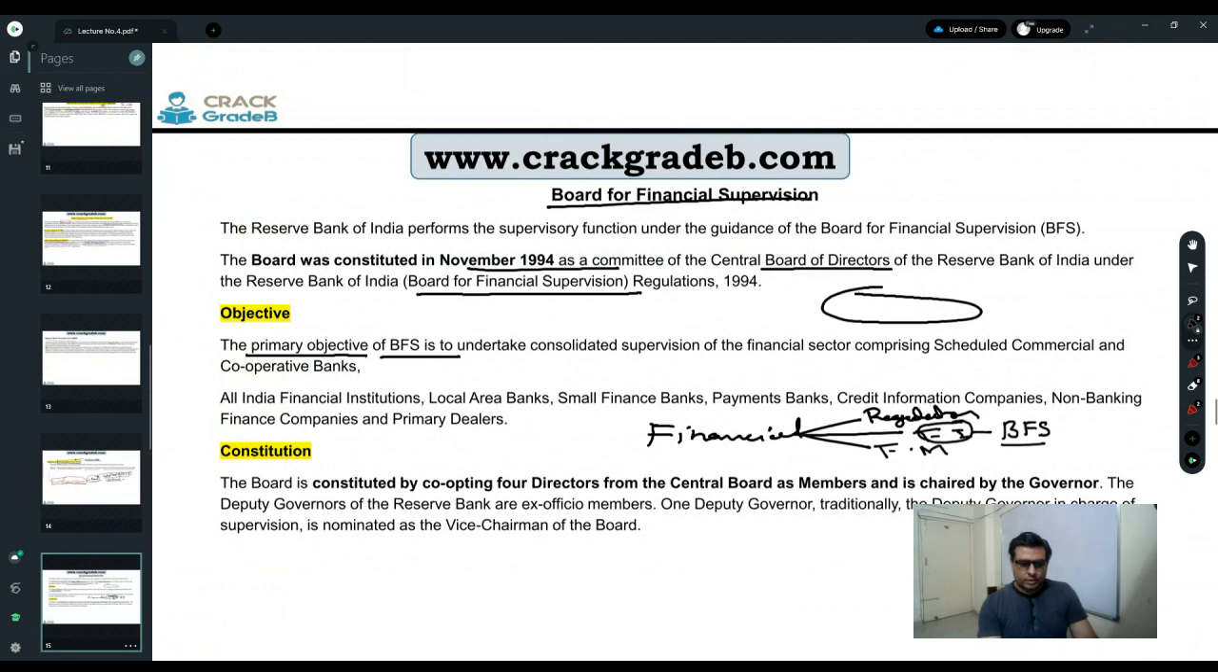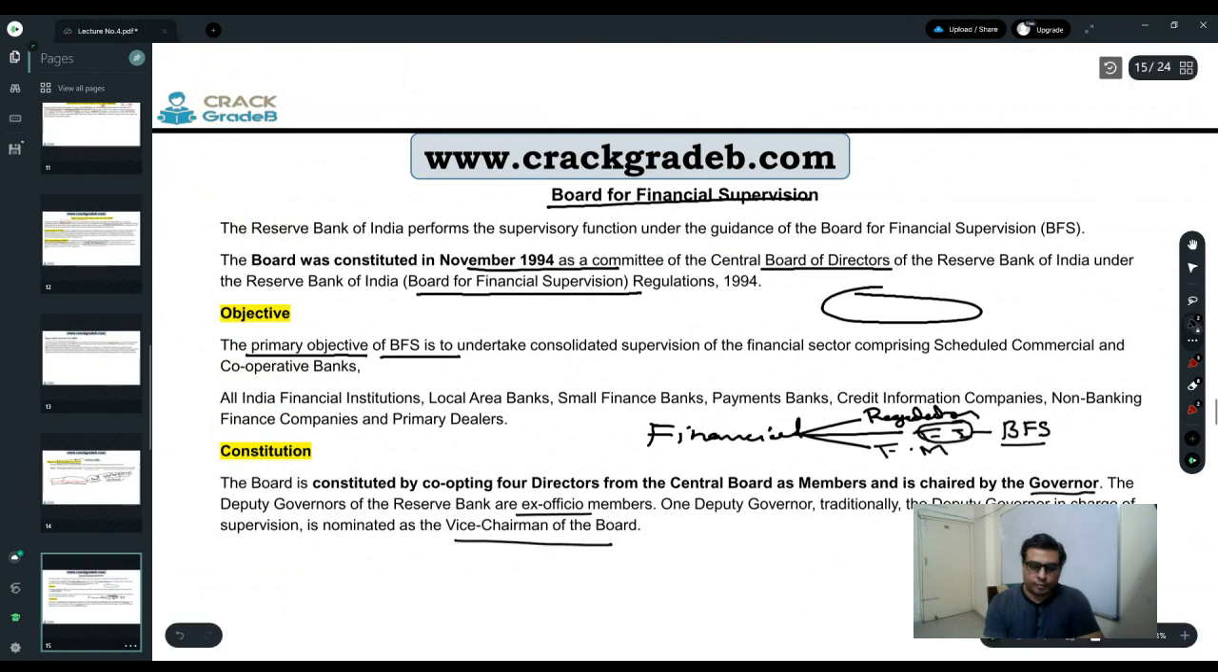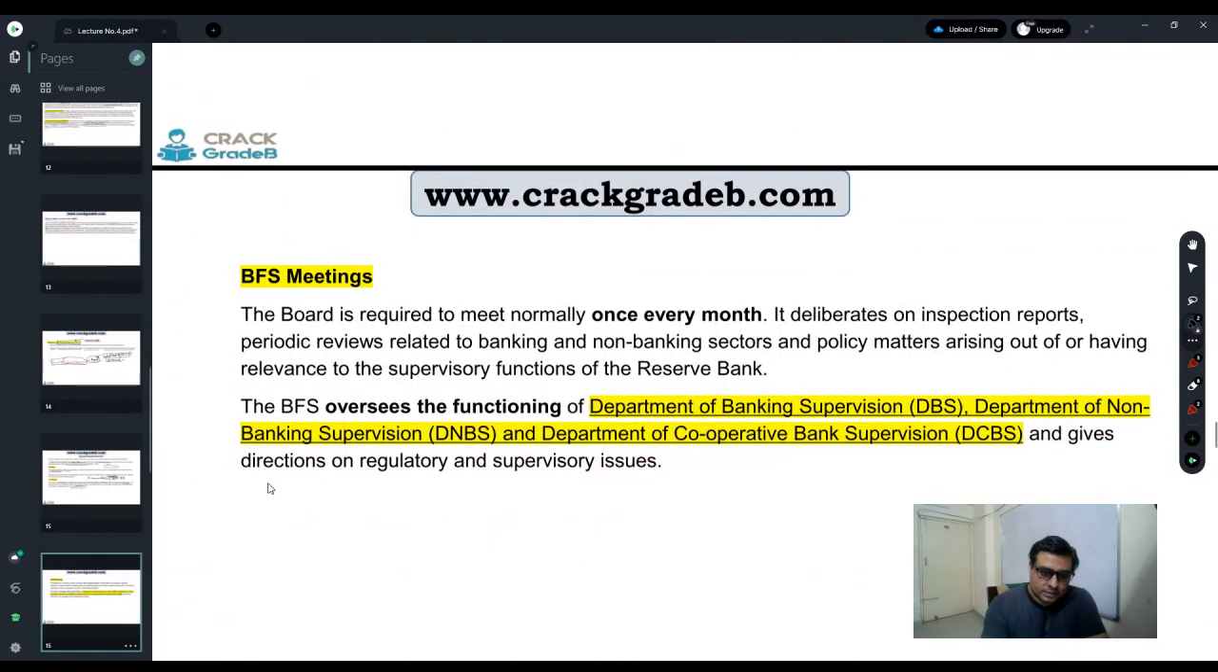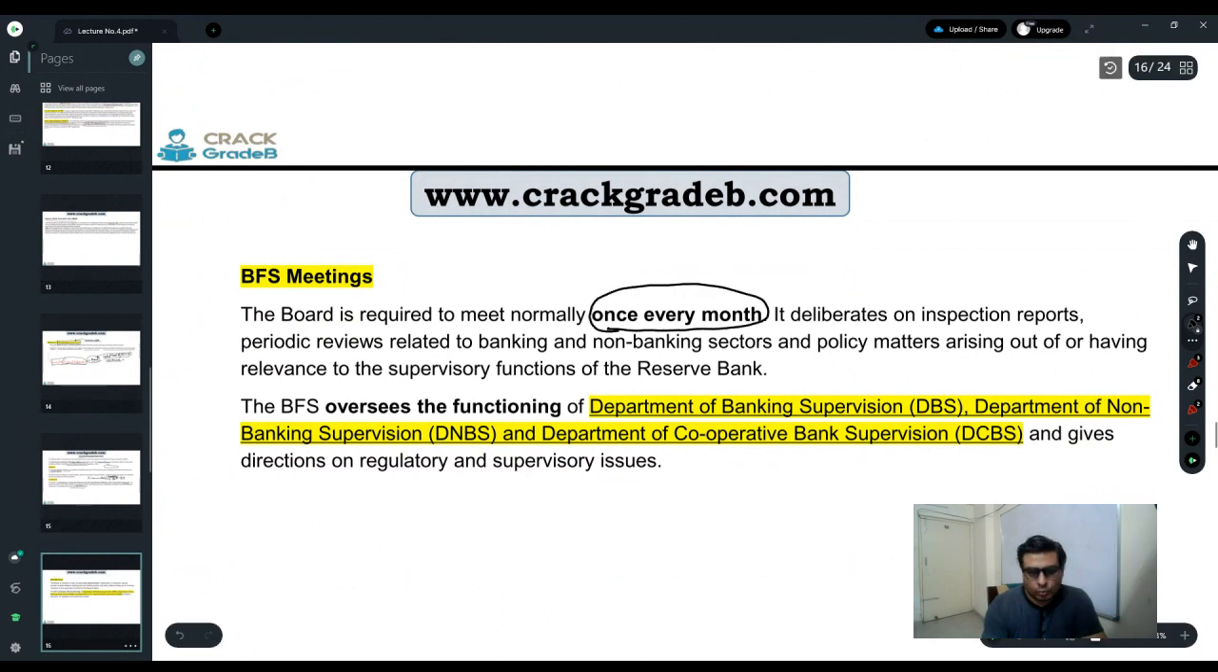And see, the board is constituted by co-opting four directors of the central bank and is chaired by the governor. Right? The deputy governor is the ex officio chairman. One deputy governor, traditionally the deputy governor in charge of supervision, is nominated as vice chairman of the board. So it is about the constitution of this Board of Financial Supervision. They discuss things once in every month. So once in a month there will be a meeting of this BFS, one meeting in a month, right?